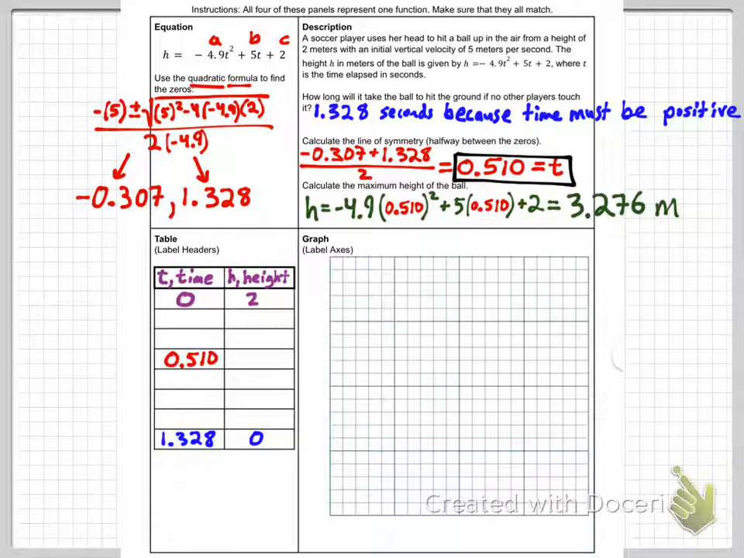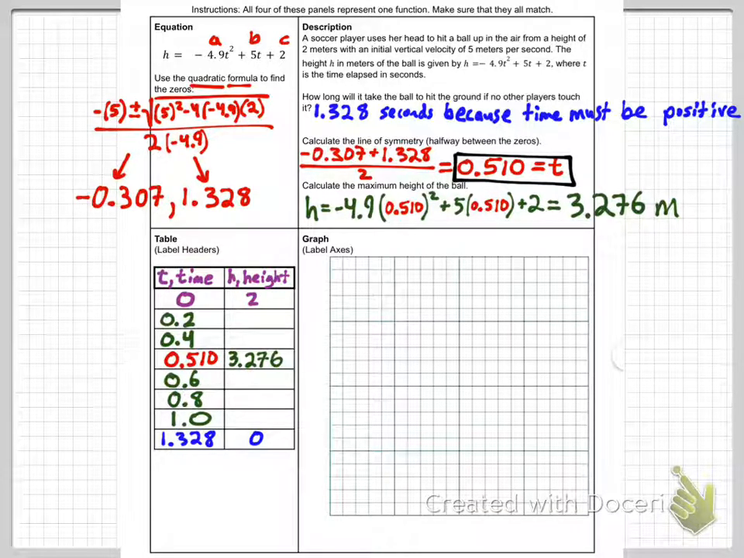I'm going to put that somewhere between 0 and 1.328, and we calculated that maximum height to be 3.276. Now, for the rest of these values, I don't care exactly what values you use as long as you spread them out. So I'm just going to pick some values. It looks to me like 0.2, 0.4, then 0.6, 0.8, and 1.0 are good values to be nice and spread out. You might want to use 0.8, 1.0, and 1.2 instead. Whichever set you use is fine as long as they're somewhat spread out. They don't have to be perfectly spread out, just somewhat spread out so we have a general shape to graph.